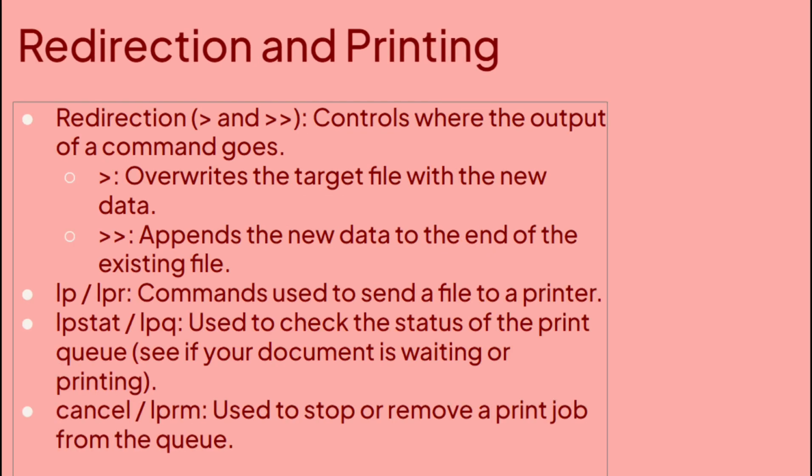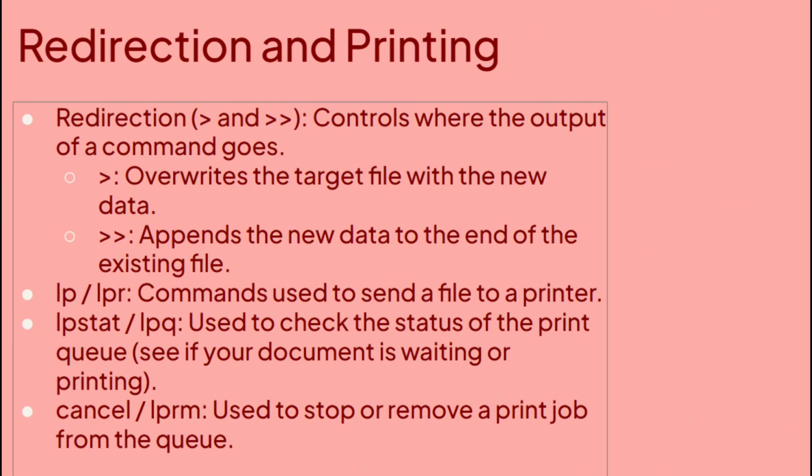Next, we cover redirection and printing. Redirection controls where the output of a command goes. Below I have some examples on how to overwrite the target file with new data, and also how it appends the new data to the end of an existing file.